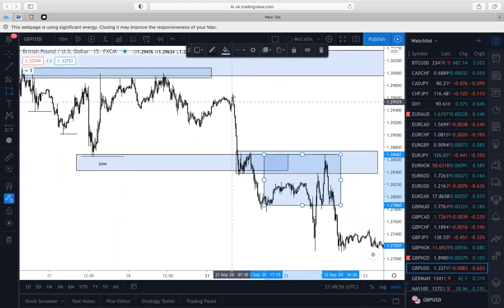So the types are a drop base drop, and then a drop base rally, and then a rally base drop, and then a rally base rally. That's it.